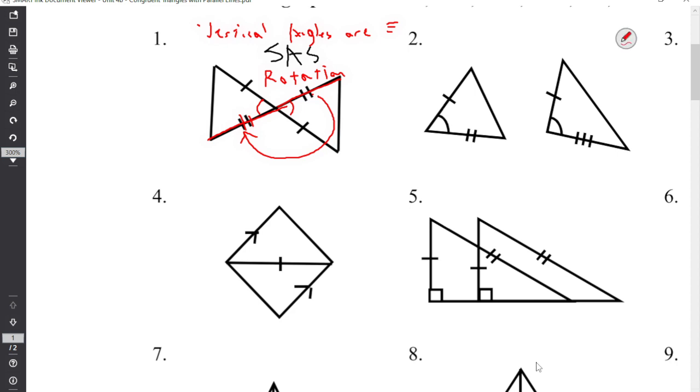How many pairs of angles? It's going to be just 1. And then, if I'm talking about how many pairs of sides, be careful here. It's still only 1, which is this pair of sides right here. This side has 2 tick marks. This side has 3 tick marks. So it does not match. Therefore, we're going to put not congruent for number 2.